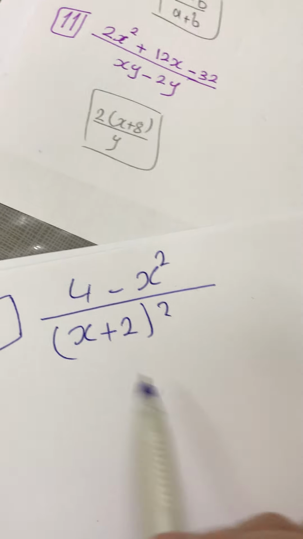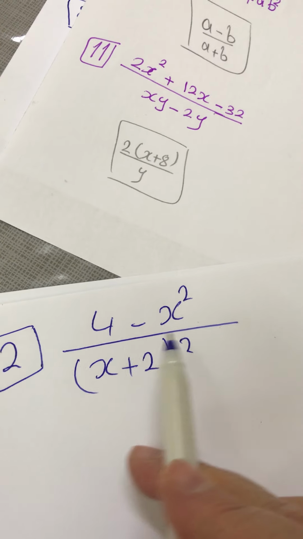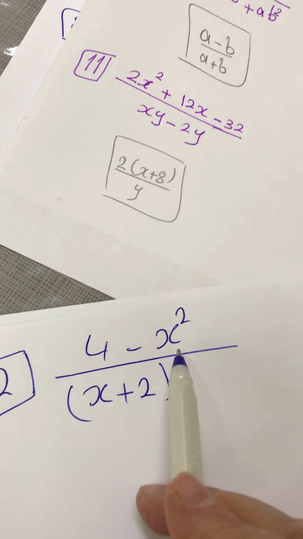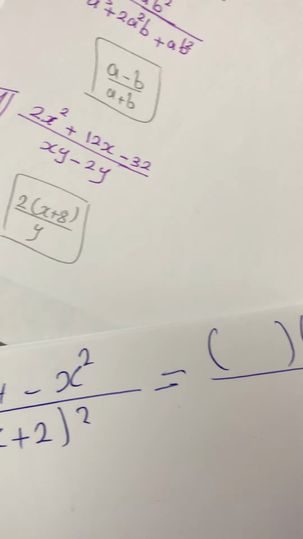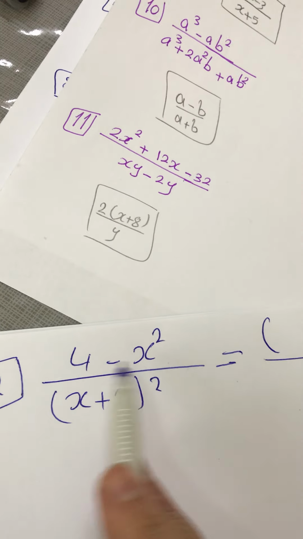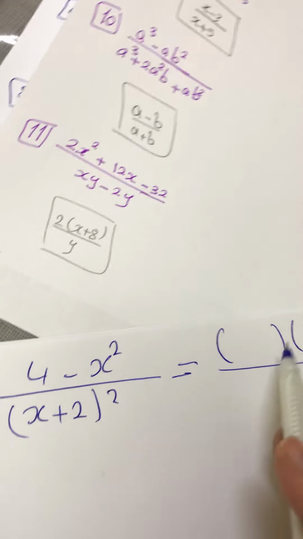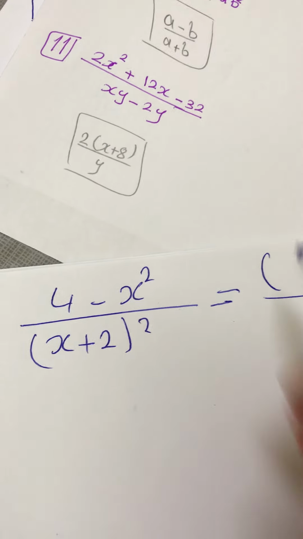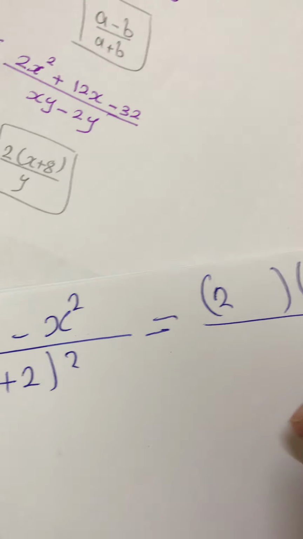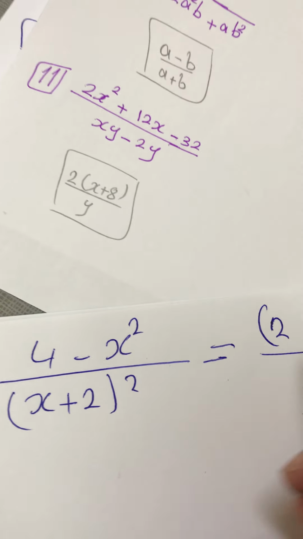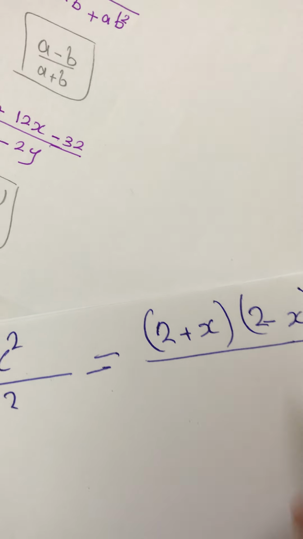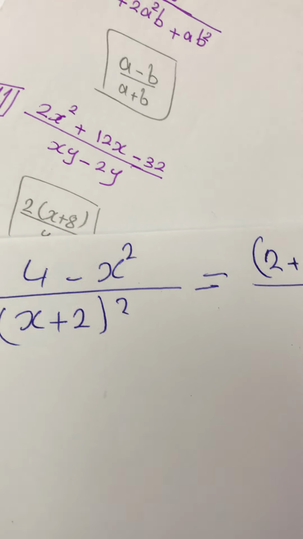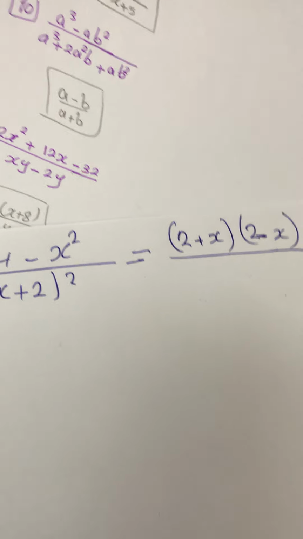Okay, look here. 4 minus x square, I have a square minus a square. So I can open two brackets like this. Factorize the difference between two squares by opening two brackets. The square root of 4 is 2 here and there, and the square root of x square is x here and there. One positive and one negative. Which I'll put positive, which I'll put negative. The order will not differ.